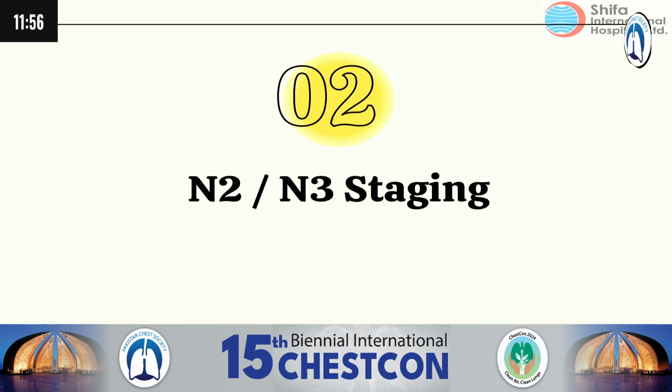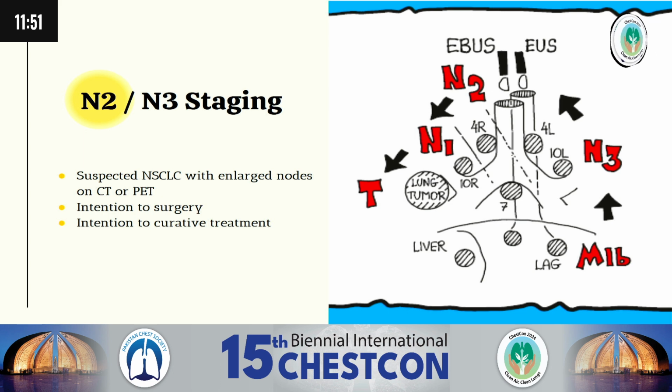Similarly, when we utilize EBUS for N2 and N3 staging, it is very important because these are the patients who can sometimes be borderline between curative and palliative intent treatment. So we do our best to try and find those patients who can be treated with curative intent or in some cases can be referred to surgery. And as we know, when we are staging for N3, N2 disease, we start sampling the highest nodal station from N3 and then move downwards to N2 and N1 stations.